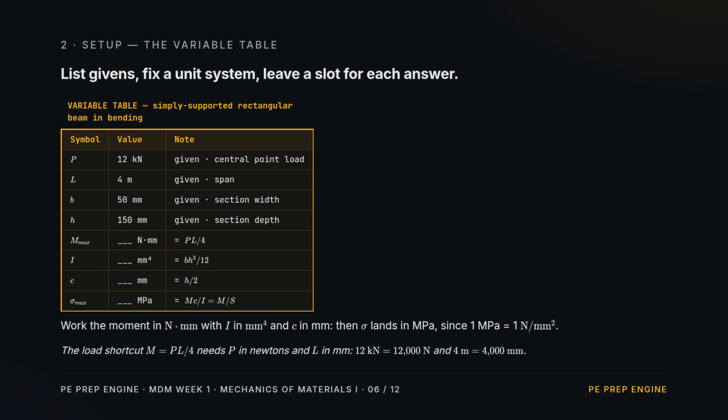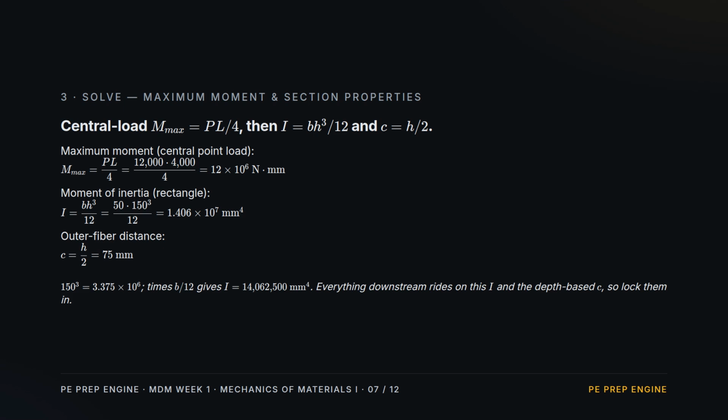The one conversion to stage now is the load in newtons and the span in millimeters before you build the moment. Solve. Part 1. Maximum moment first. For a central point load, it's the load times the span over 4, carried in newton millimeters. Then the section properties, the moment of inertia, bh cubed over 12, and the outer fiber distance, just half the depth. Two numbers set, and the peak stress falls straight out.